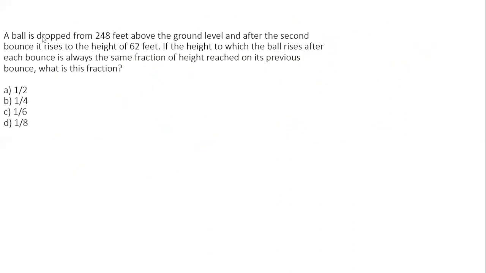So moving forward, guys, this is the question. This is a word problem. It says a ball is dropped from 248 feet above the ground level, and after the second bounce, it rises to a height of 62 feet. Now guys, since we are understanding GP, we know this question is on GP, but in your real test, you have to identify whether the question is on AP or on GP. Now when I keep reading forward, this line tells me that the question is on GP.